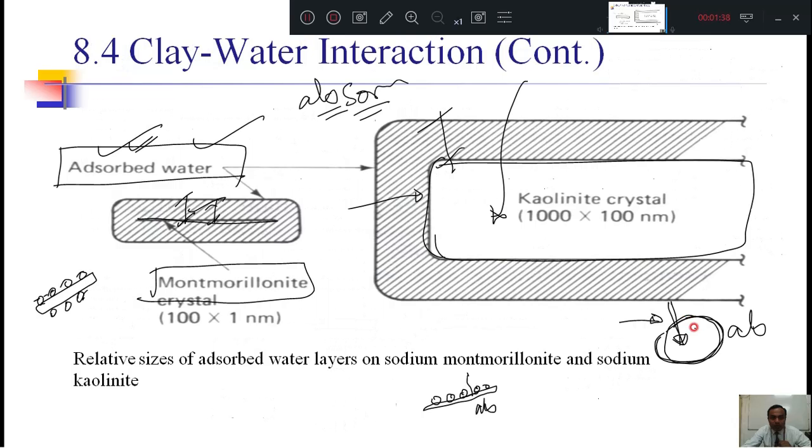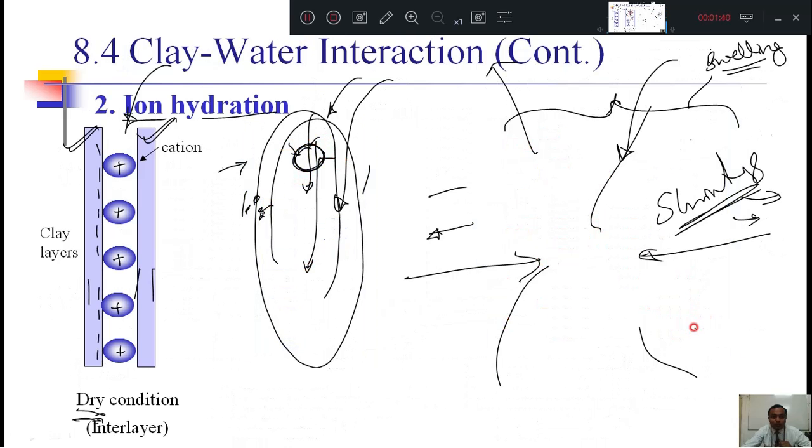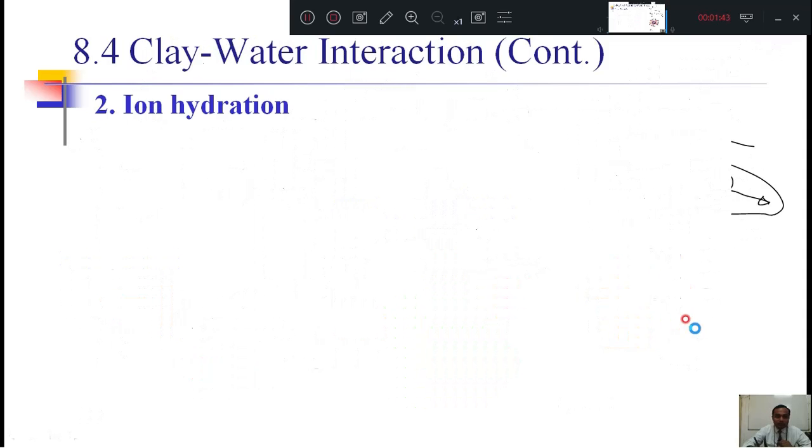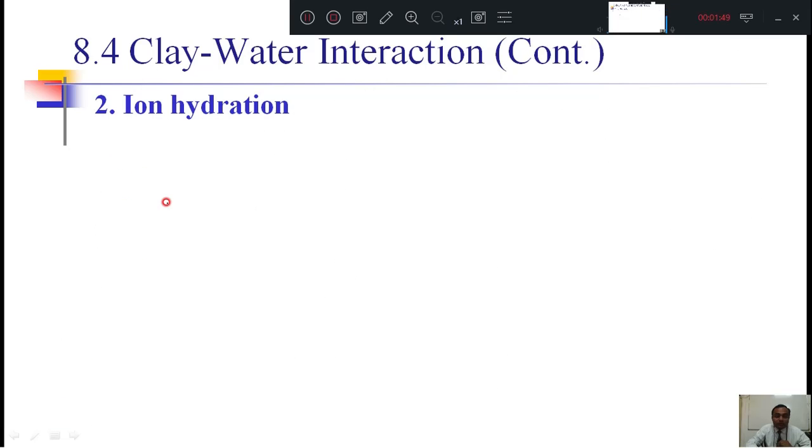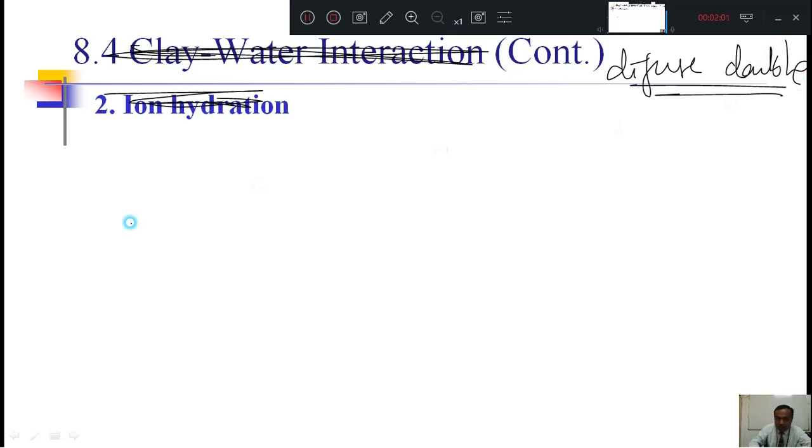One more very important thing here is the diffuse double layer, that I will explain. There we will always observe two types of layers of water sticking to the particle. I am using this slide for the diffuse double layer. I forgot to make a slide on that one. Okay, say this is one clay particle, right? Clay particles are always negatively charged. Surface will be what? Negatively charged.